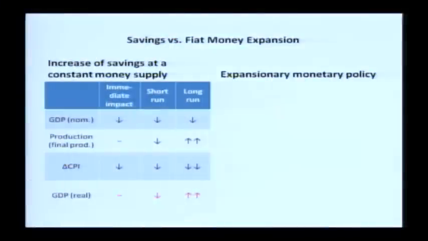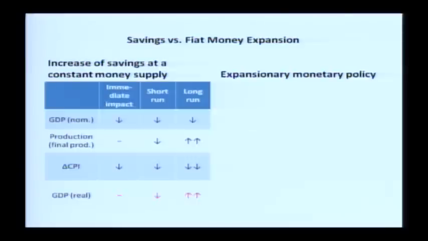What implication for production? Well, production will not move in the immediate run. The production of final products, consumer goods, will not move in the immediate run, because just because we decide now to save more and spend less on consumer goods doesn't mean that some of these goods evaporate, that they vanish. But it doesn't mean neither that there are more goods now available. So there's no immediate impact on production.